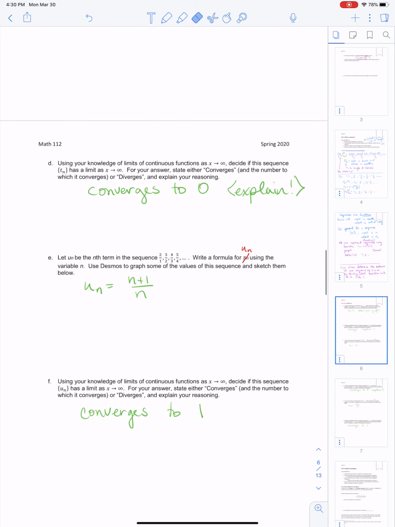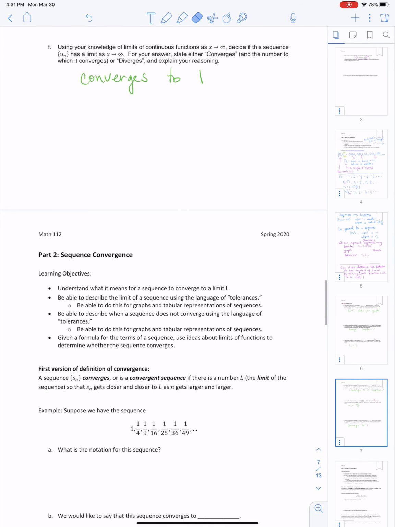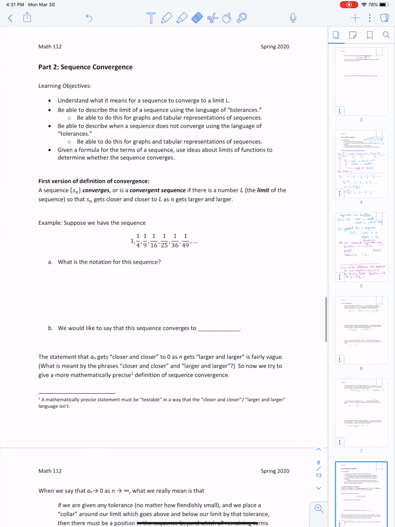Okay, and here's the second page of Your Turn activities. What I'd like to do is to get a sense of sequence convergence and to get a little more precise about what we mean here. In this next part, we'll talk about what it means for a sequence to converge to a limit, and we'll use the language of tolerances.